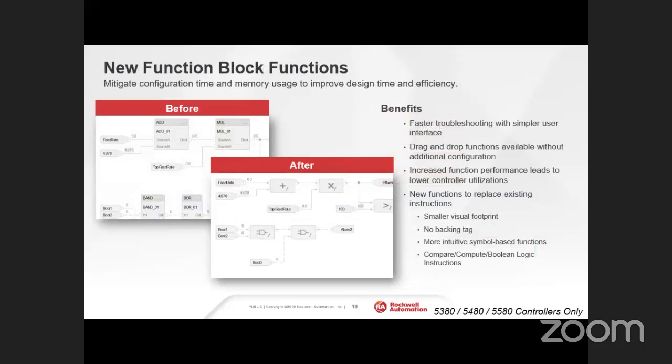Function block functions. This is a new piece that has a couple of different dynamics to it. The first one being new functions in function block diagrams that are both a canvas and a UI upgrade as well as some memory allocation. So it's more symbolic rather than seeing the whole block, which leads to a smaller canvas, more white space, rather than trying to troubleshoot and look at every single block. You can see it a little quicker. These are drag and drop with minimal or no additional configuration, which is a big improvement. And then finally, the memory allocation is different because it doesn't actually require a backing tag.